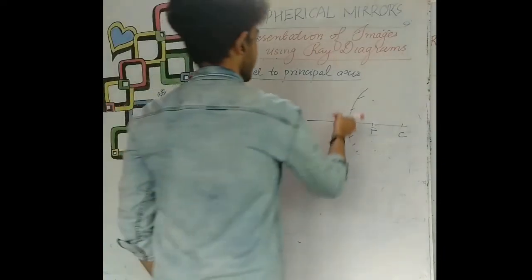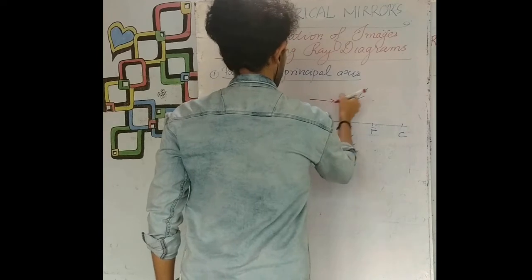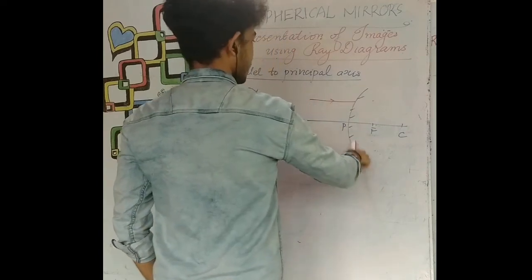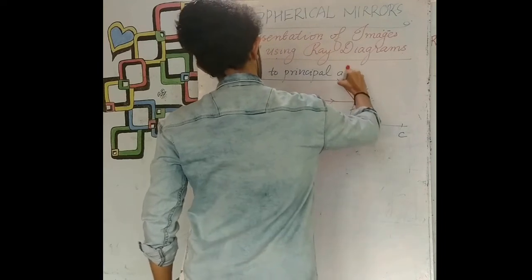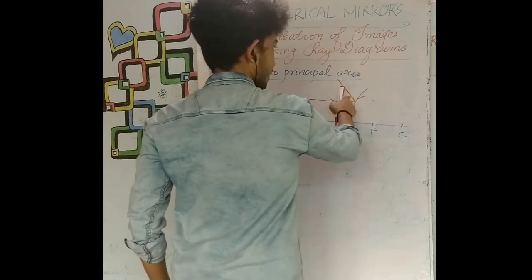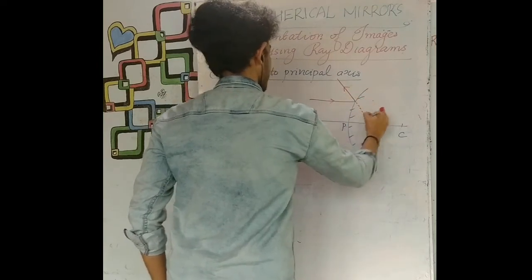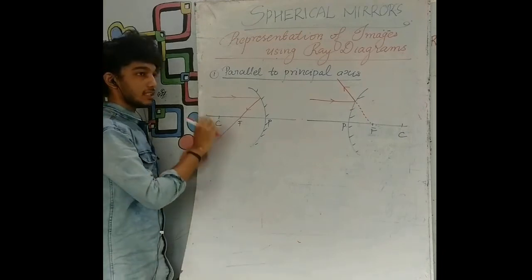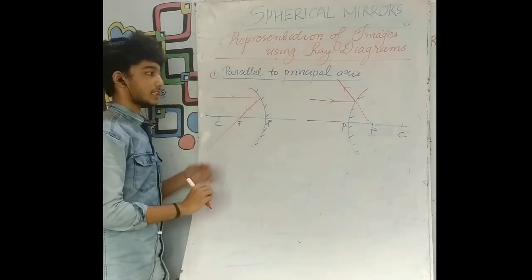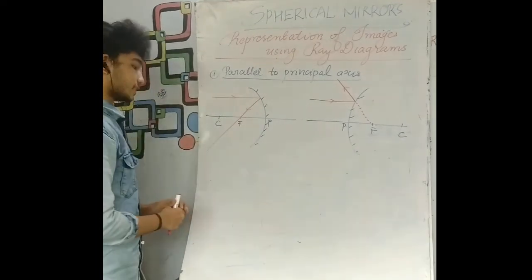Similarly, in the case of a convex mirror, a ray which is incident on the spherical reflecting surface parallel to the principal axis actually diverges after reflection, but this divergent reflected ray appears to come from the focus. This is the rule. When a ray of light is incident parallel to the principal axis, it passes through the focus or appears to come from the focus.